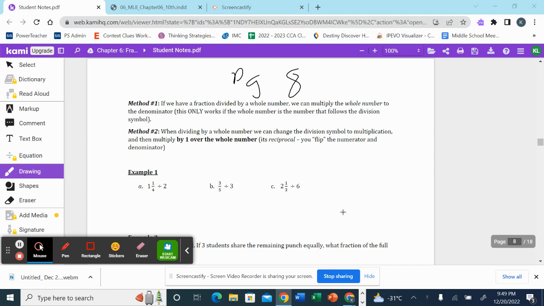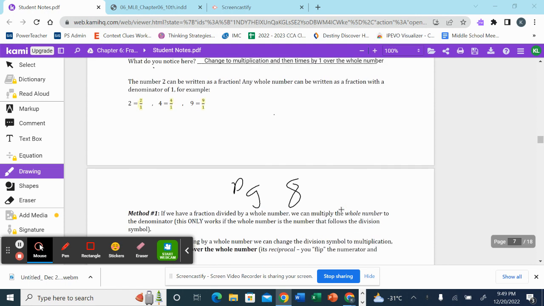Okay, hi grade 8s and welcome back to our chapter 6 fraction operations. We are on 6.2 part 2 video. So we're on page 8 of our notes.